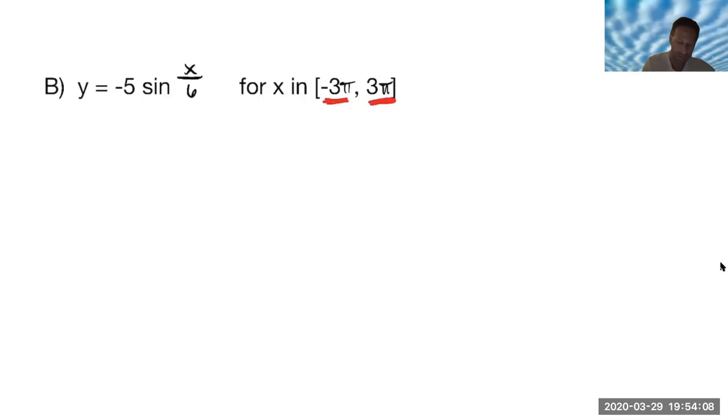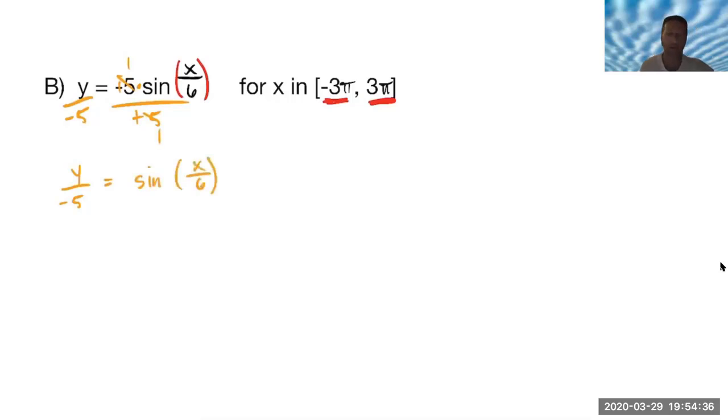So in this case, I want to still solve this equation for x. And in order to do that, I can't just divide by sine. Okay, that would be a sin. So in this case, I do want to divide by negative 5 to get that trig function by itself. So on one side, I have y over negative 5. This becomes positive 1. So I just have on my other side of my equal sign a trig function. Happens to be sine of x over 6.